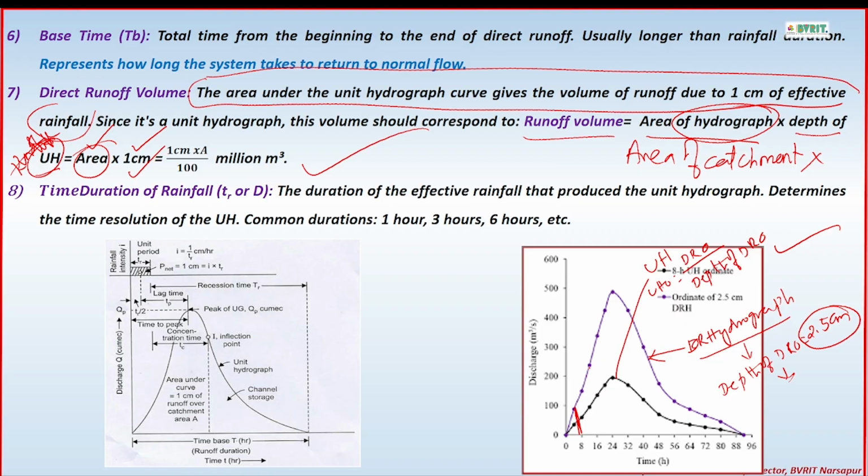For example, this is for 16 hours. At 16 hours, this is the ordinate which we got, and this results in 2.5 centimeters. So divide by 2.5. That's the linearity principle. Whatever is applicable, that's what I am explaining here.